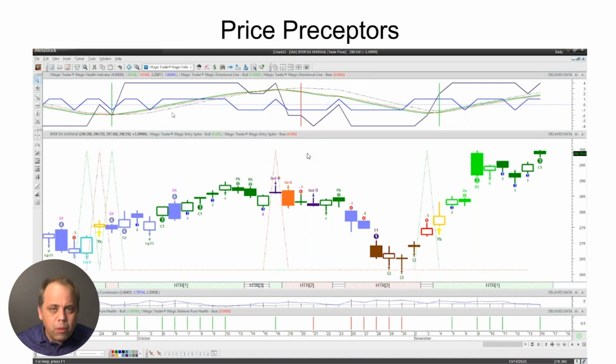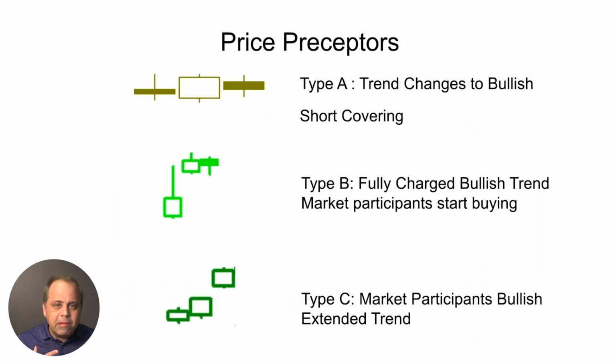The other ingredient that I want to talk about is the price perceptors. Right here, I've got a listing of the long price perceptors. You can see there's a type A. This indicates the trend changing from bearish, people covering their short positions, things starting to go from bearish to bullish. Here you've got type B. This indicates more of a fully charged bullish trend. Market participants are starting to buy, and that gives a type B price perceptor.